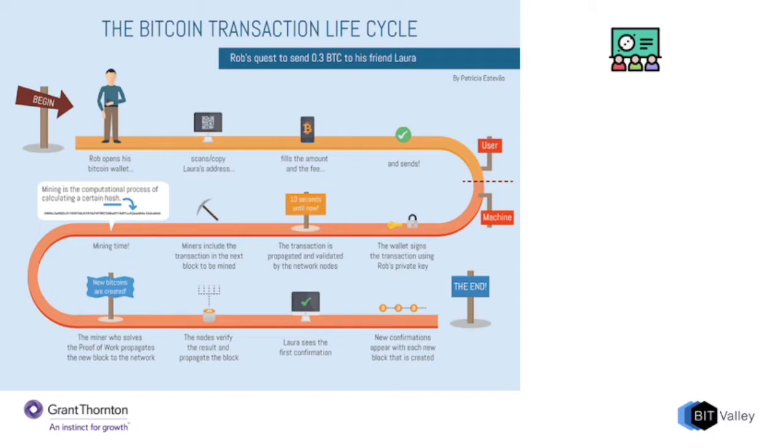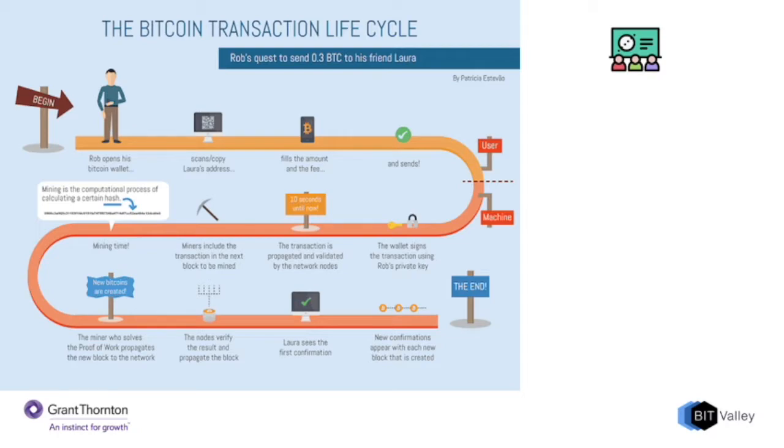This is the Bitcoin transaction lifecycle. In this example, you will understand what consensus is and how it works. We will use an example of Rob's quest to send money to his friend Laura, an amount of 0.3 Bitcoin. Rob needs to follow the following steps.